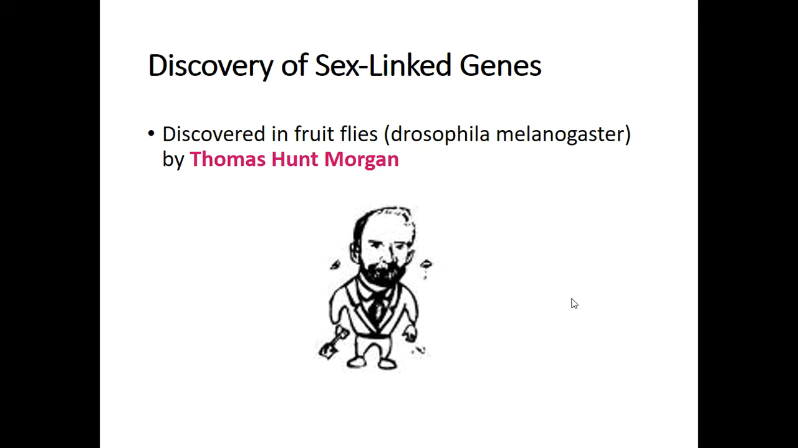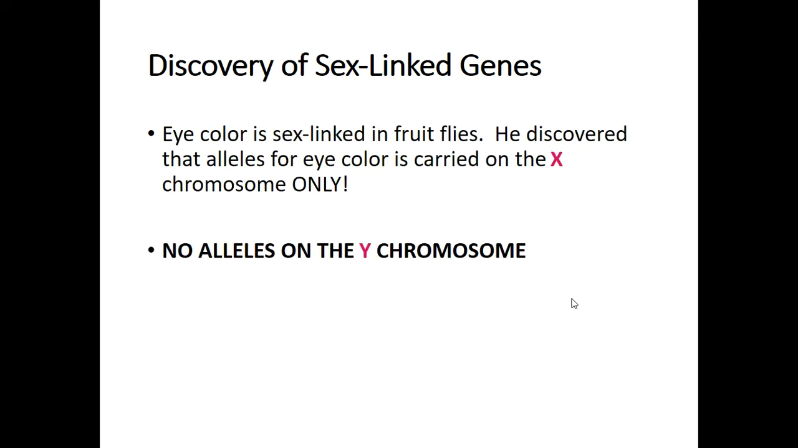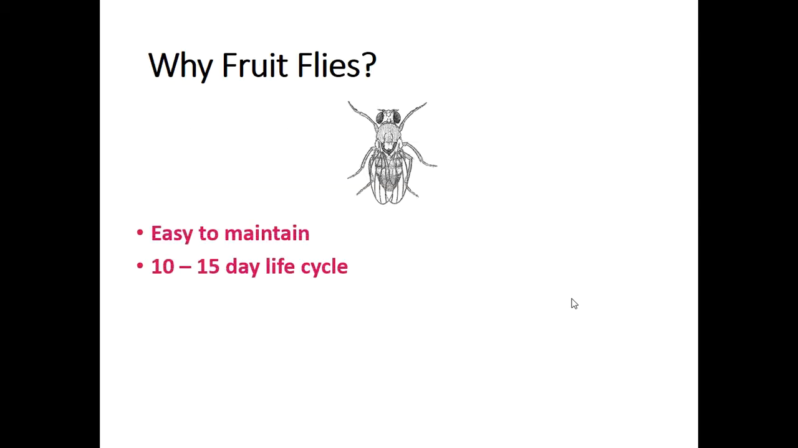A scientist by the name of Thomas Hunt Morgan studied fruit flies. Their scientific name is Drosophila melanogaster. And he realized that eye color in fruit flies was not inherited equally between the male and female fruit flies. And so he hypothesized that the gene must be on the X chromosome and that there was no corresponding gene on the Y chromosome. Why did he work with fruit flies? Mainly because they had a very short life cycle. They were very easy to take care of, and he could have a lot of offspring, which meant a lot of data in a short amount of time.